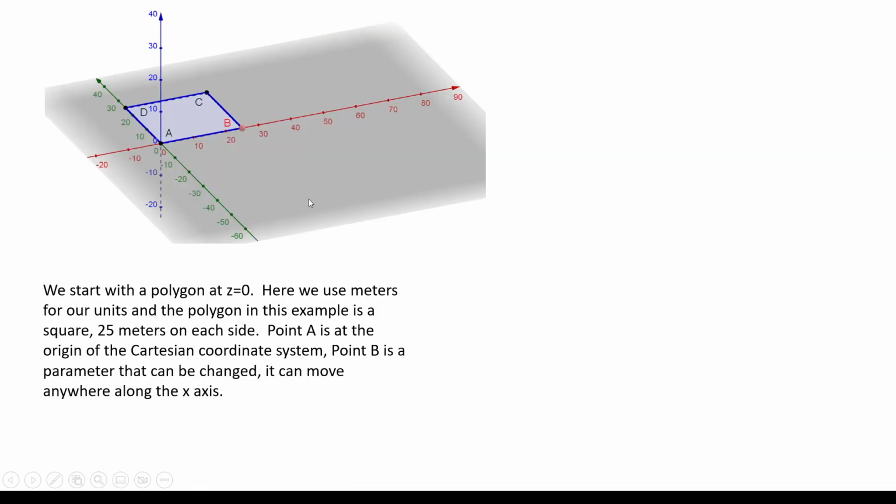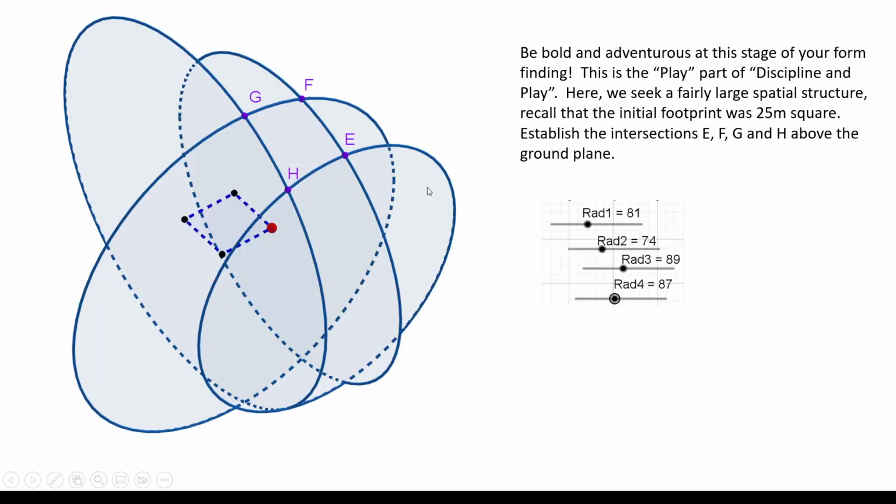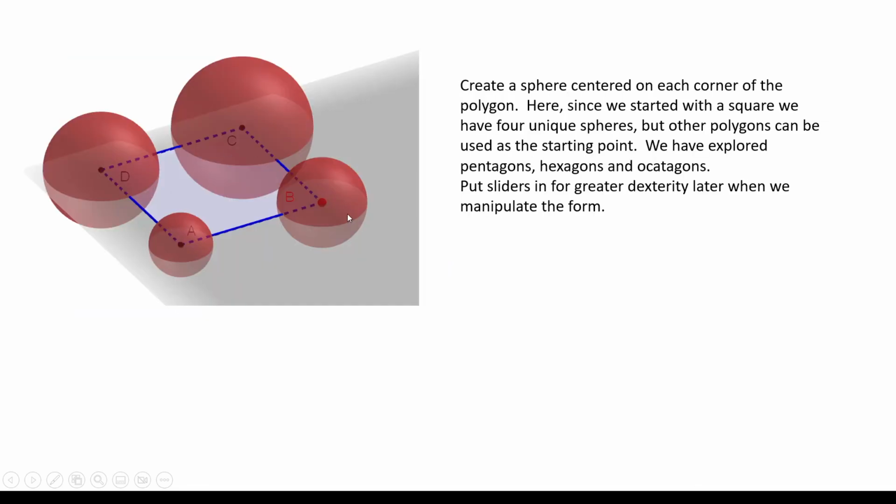So here we go. There's the base plane. I'm using meters as most of the world does. It's a 25 meter square, A, B, C, and D. B is malleable in that you can move it around. A is anchored to the origin, and the whole polygon distorts with that node. That's why I changed the color of it. 4 different spheres. Please label them as sphere A, sphere B, sphere C, etc., just to keep everything straight in your script. Get the circles, which is circle AB is the intersection of sphere A and sphere B.